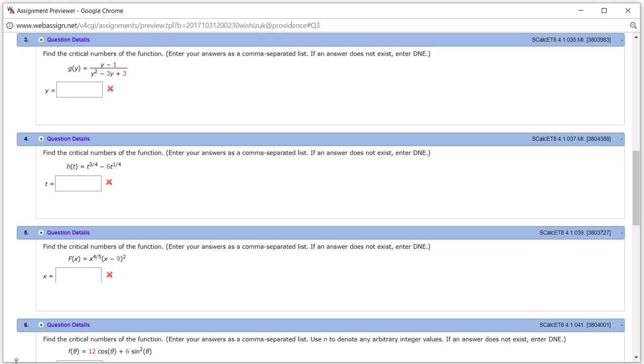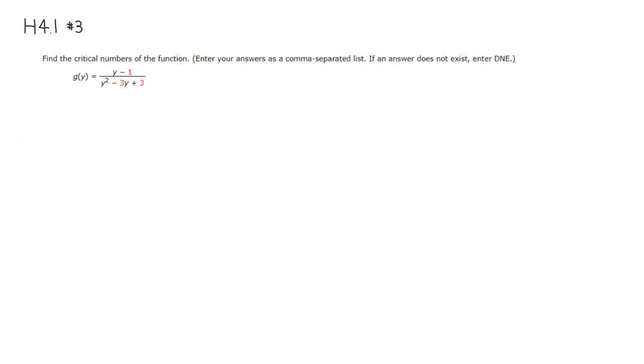All right, let's look at homework 4.1, problem number 3. Let's find the critical numbers of the following function. Let's take the derivative.